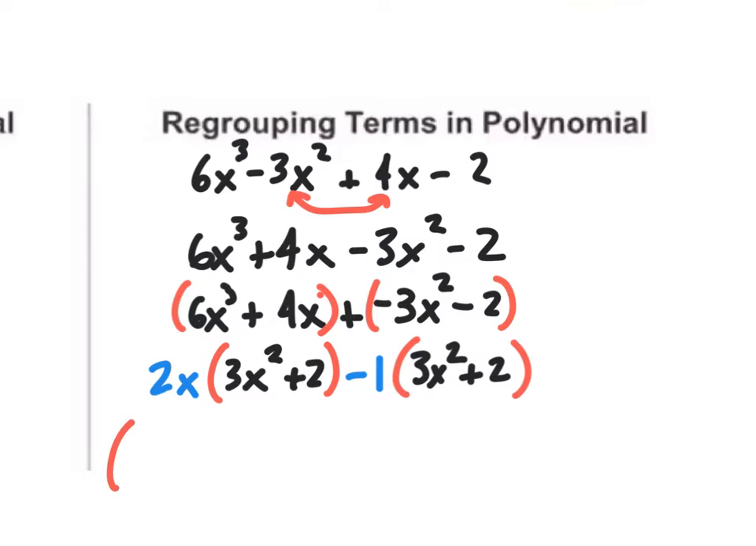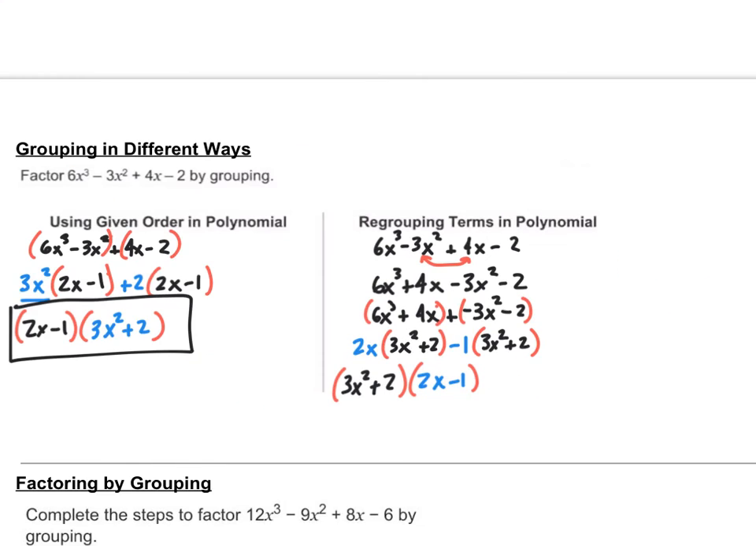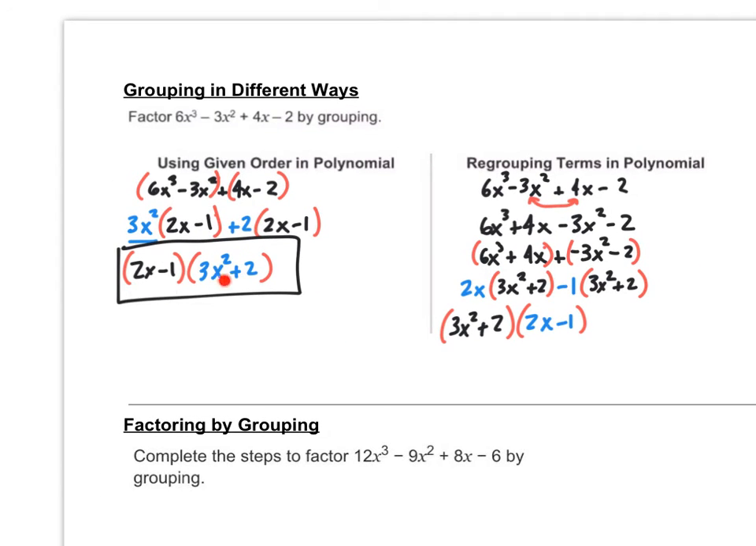I can factor out a 3x squared plus 2 from each of those, and then I'm left with a 2x minus 1. Now, the reality is that when you look at this, it's the same thing that I got here. The order is different. I factored two different things out, but I have this quantity times this quantity, which is the same thing as this quantity times this quantity. So you can reorder this stuff as long as you get the same thing in the end, and as long as you have the ability to remultiply this stuff out and get back to where you started. That's the important thing. That's what we're trying to do.